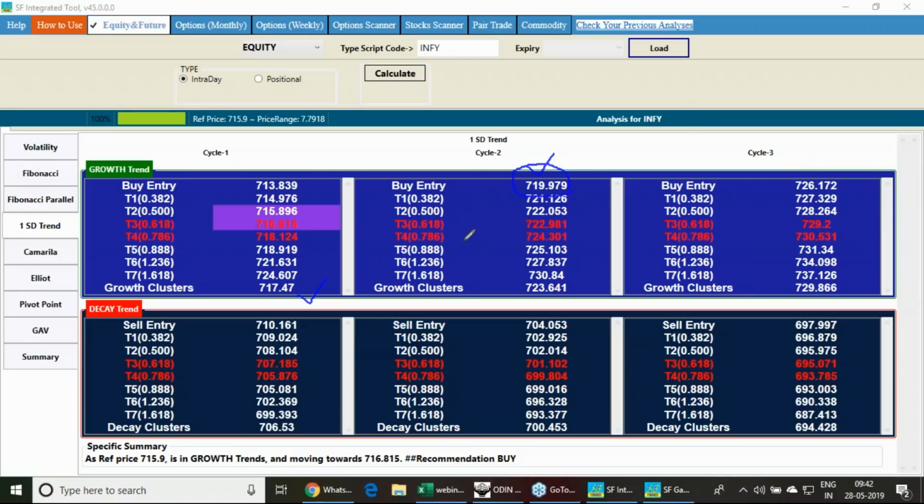And in Infosys, if you want to work, you will have to wait until 720. 717 will be your stop loss, and this will be your target. Because if you want to work in Infosys, you need to wait for the second cycle to come as per one standard deviation.